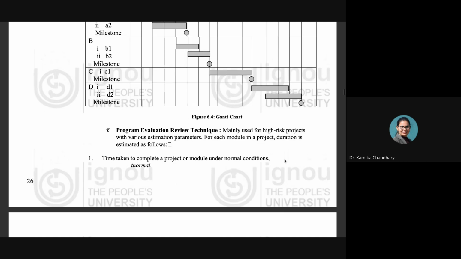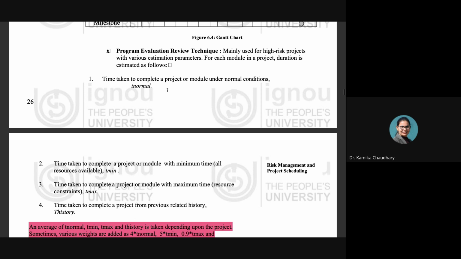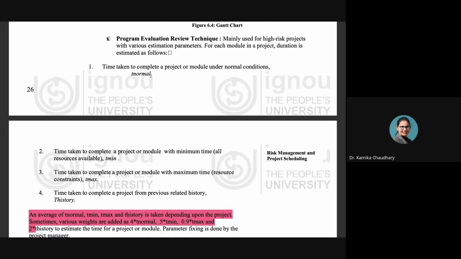Then we have the program evaluation review technique. Program evaluation review technique is basically used for high risk projects with various estimation parameters. For each module in a project, duration is estimated as follows. First is the time taken to complete a project or module under normal conditions, represented by T normal. Then the time taken to complete a project module with minimum time, represented with T minimum. Then the time taken to complete a project or module with the maximum time, represented with T maximum. And the time taken to complete a project from previous related history will be mentioned by making use of the term T history.